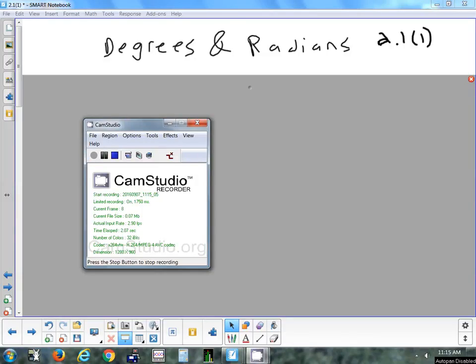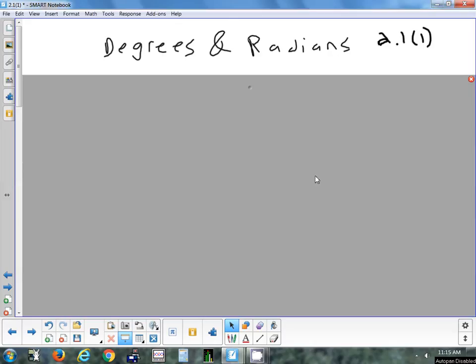Let's take a look at our first section in chapter 2, which is 2.1. And the big thing we're going to learn in this section is how you can change between different units of measuring an angle. There's two main units we use. Degrees is one, radians is the other. So I'll show you how to change between the two. There's a few things we'll have to take a look at first.